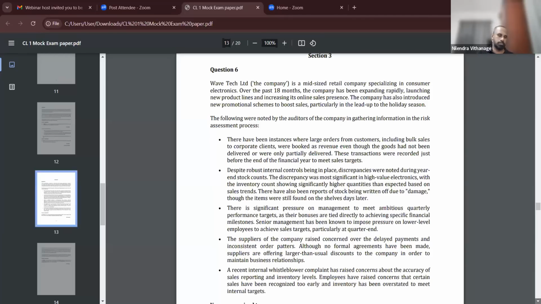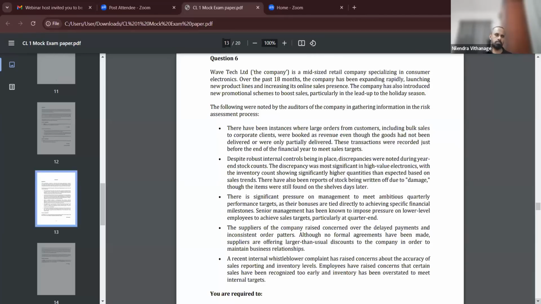Can I have a response? What is meant by risk of material misstatements? Inherent risk and control risk, where management can deviate from the accounting framework, right? Audit risk arises from that. So shall we identify them?